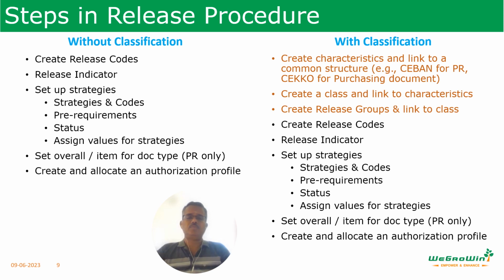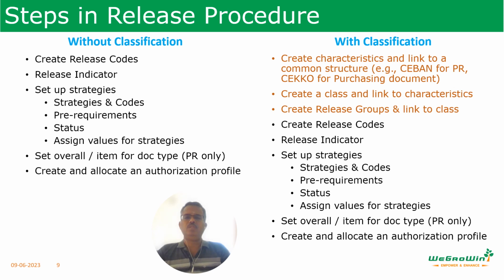So what are the steps involved in this release procedure? First, the steps involved in the release procedure without classification are given on the left hand side of this page. Create the release code and release indicator, set up strategies, define the strategy codes, and set prerequisites, like what we said, that level 1 has to approve before level 2 should approve, what the status is, and also the overall document type status, and then create and allocate the authorization profile. These are the without classification steps.